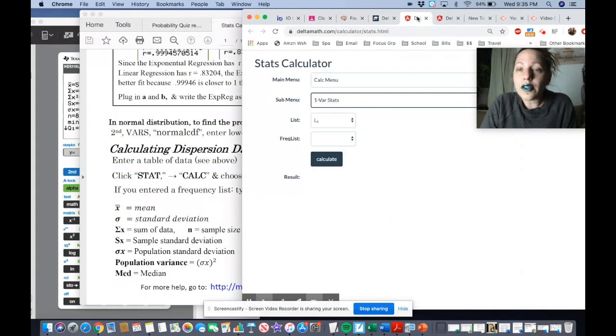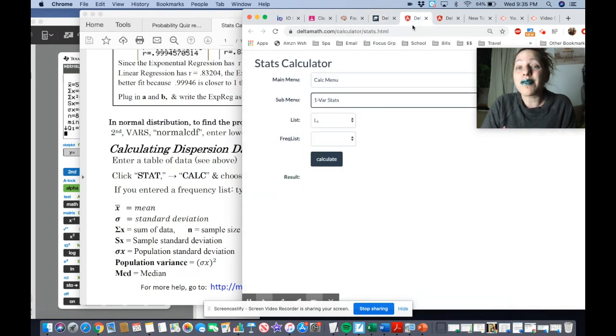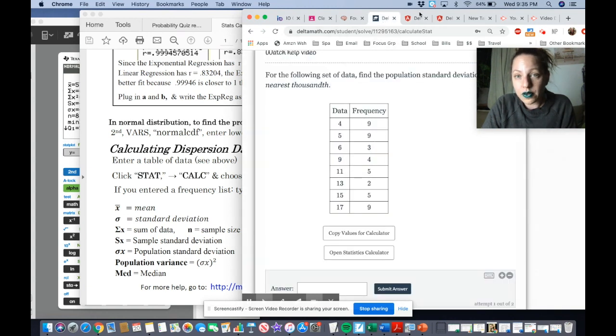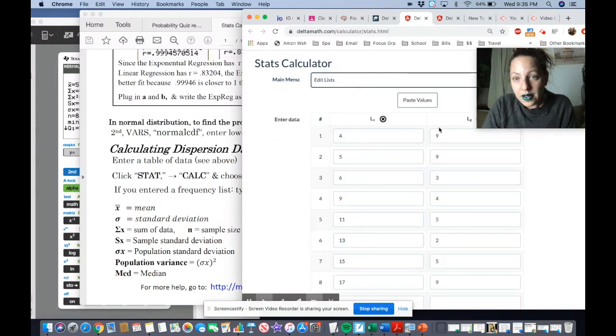So we have to tell the calculator it's still one-variable statistics. It's only this one piece of data that we have. But we also have a frequency list. Our frequency list, if you look at the name of it over here in the Edit menu, is L2. That's the frequency list right there.